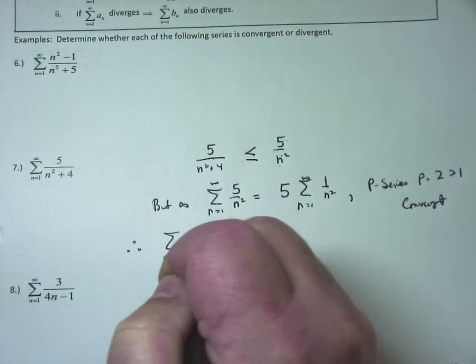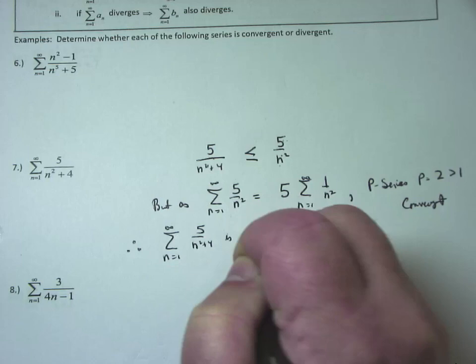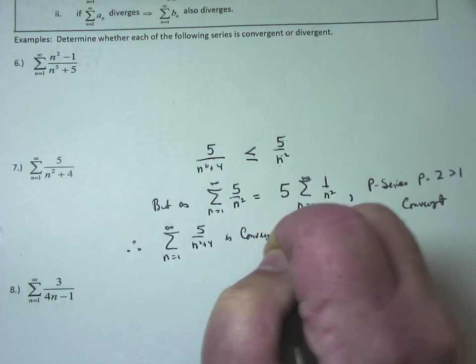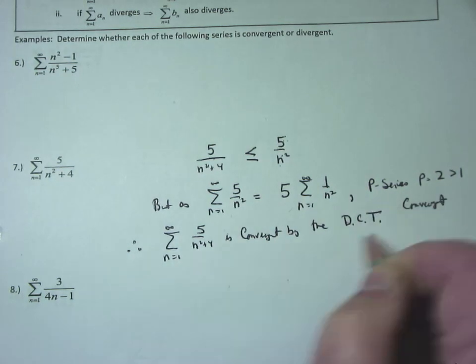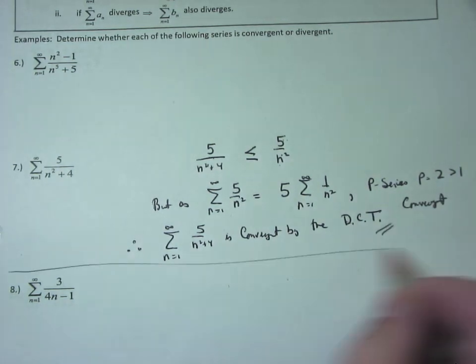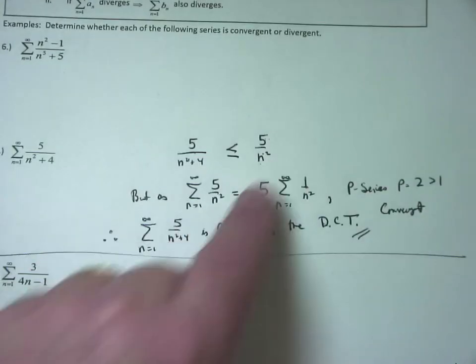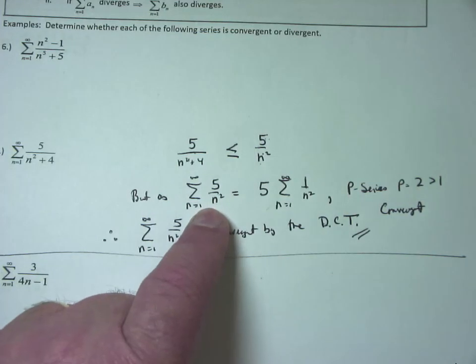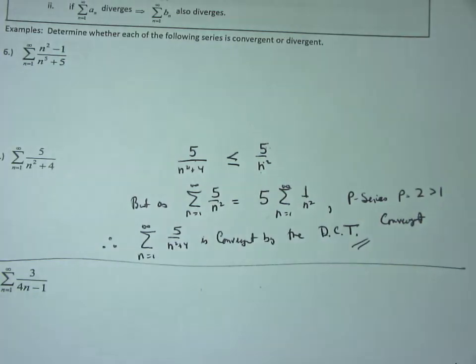Therefore, the sum as n goes from 1 to infinity of 5 over n squared plus 4 is convergent by the direct comparison test. And there's my statement of proof. But it's more, I had to show you the inequality. I had to talk about the series, in this case the top guy being a p series, tell me why he converged, and then imply by the test that I used. I'm using the direct comparison test, DCT. Does that make sense? Now look at the next guy.